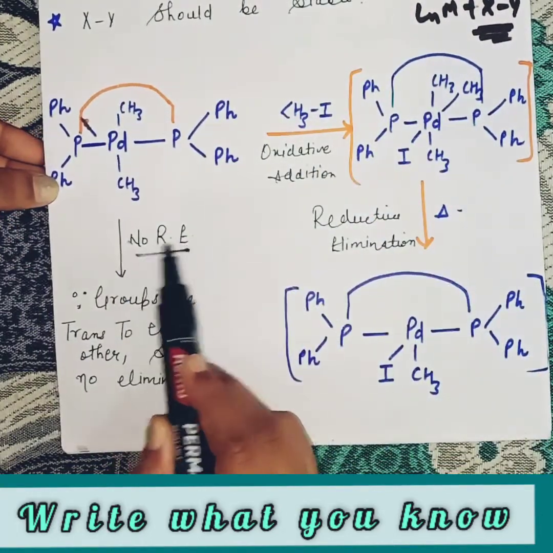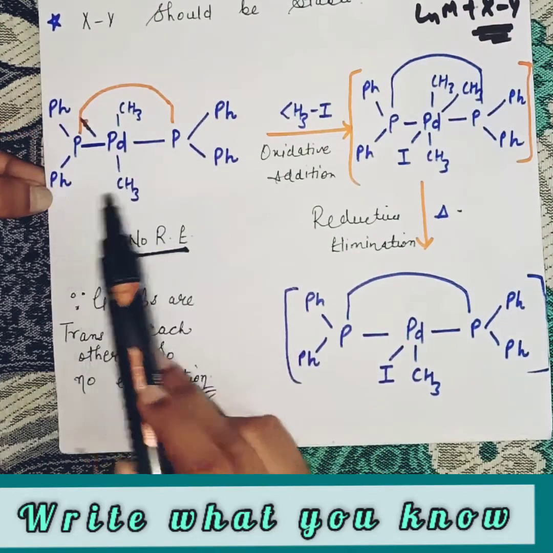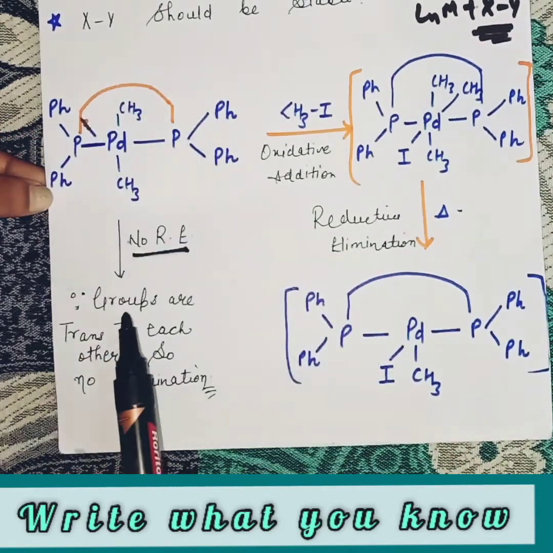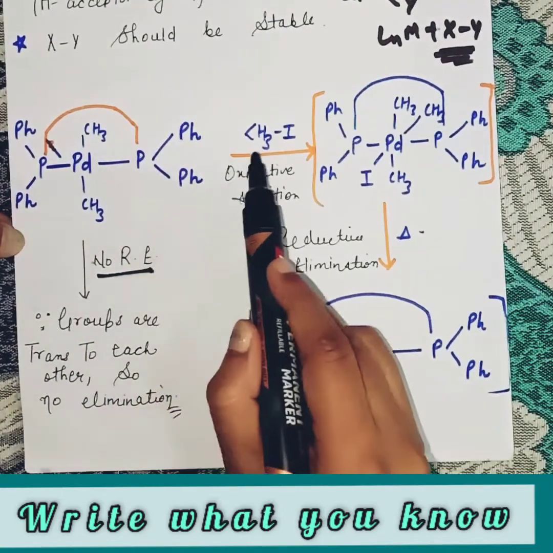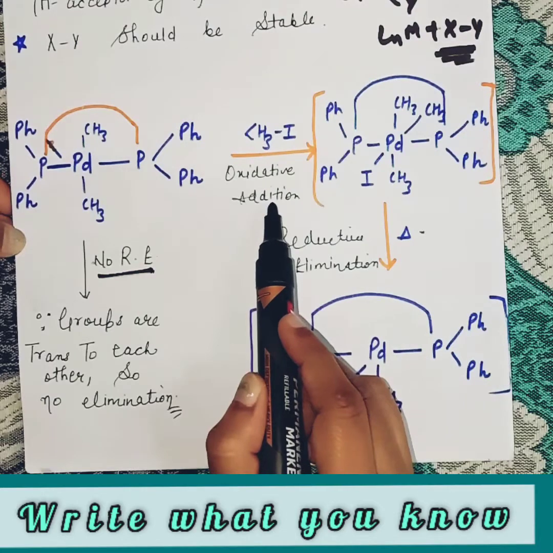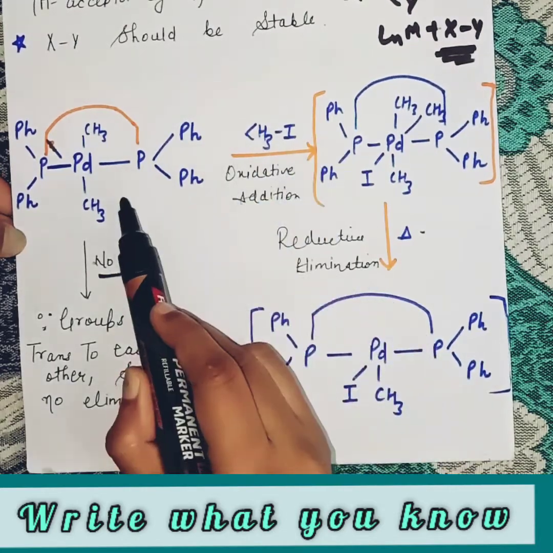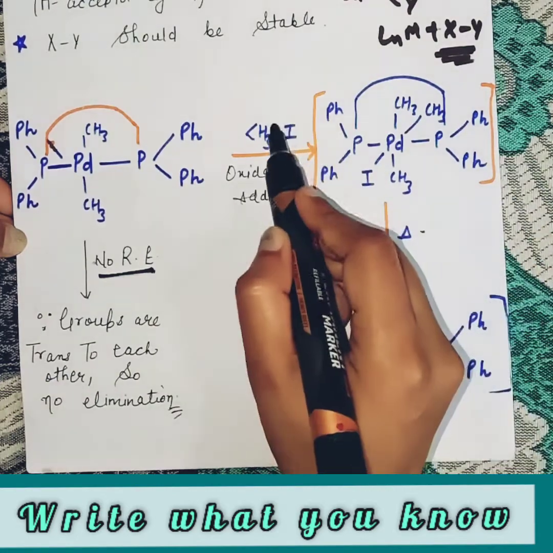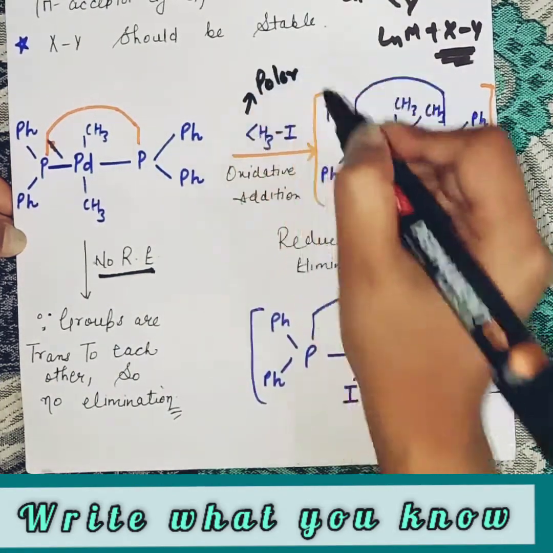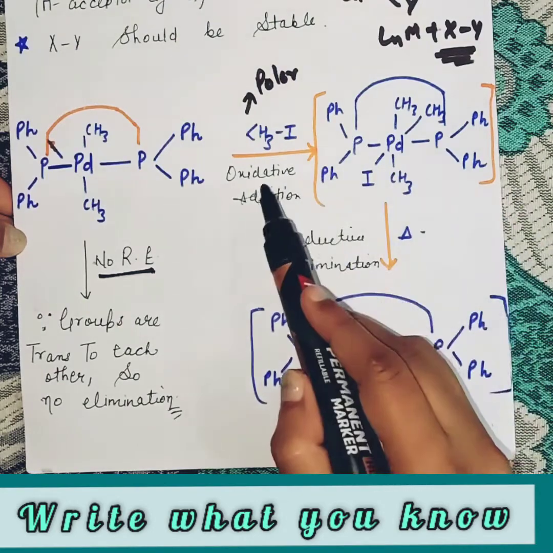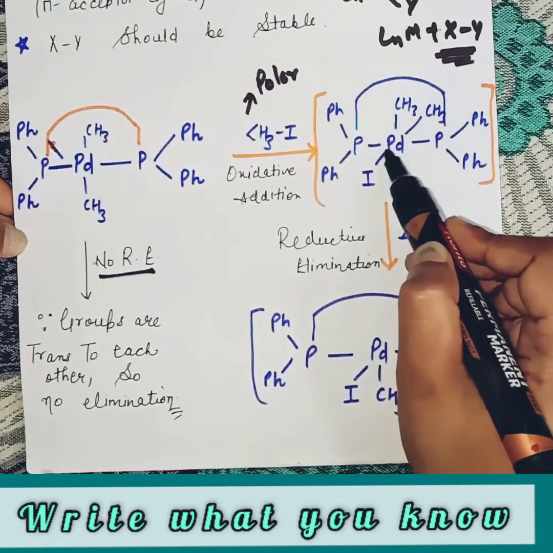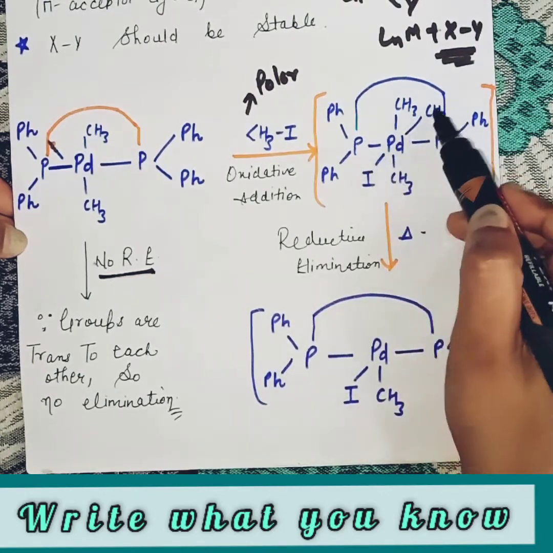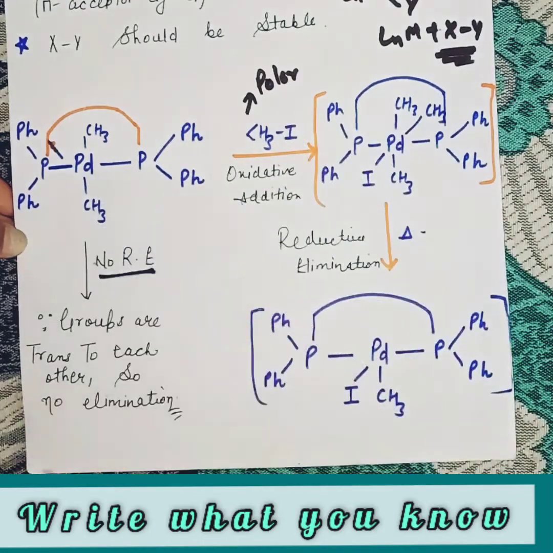So no reductive elimination occurs in this complex as it is, because the groups are trans to each other. But we have two processes in this complex. If we do an oxidative addition reaction, if we add CH3I to this complex, CH3I is polar, and we know polar groups add at trans positions in oxidative addition, as already discussed. So this CH3 adds here and I adds here. Both are trans to each other because the group is polar.